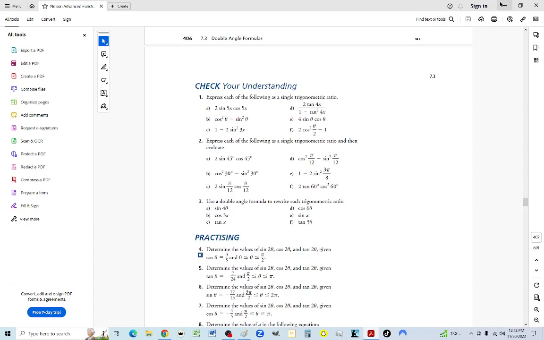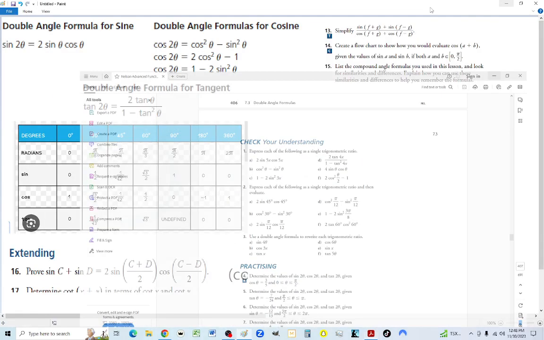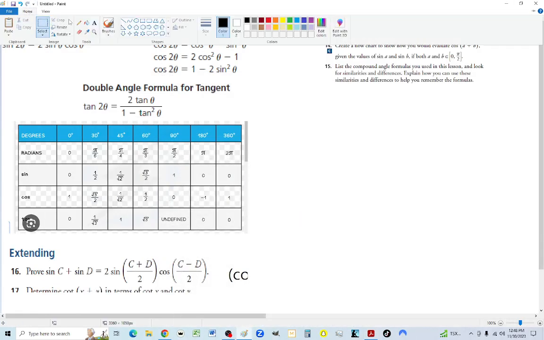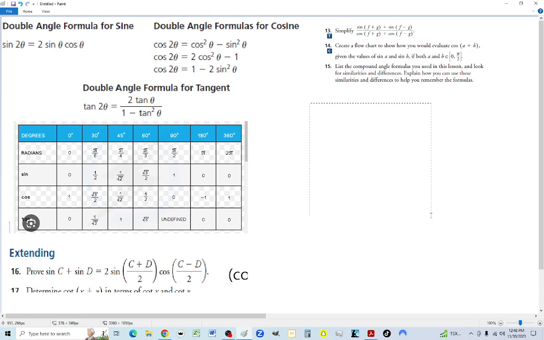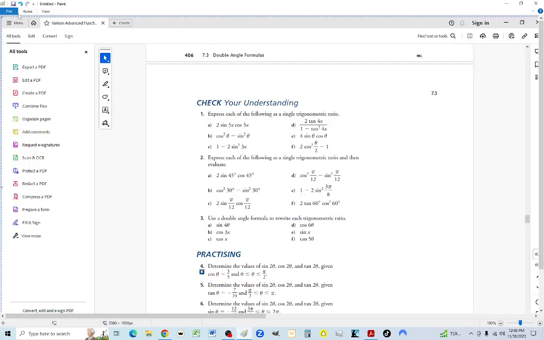Express each as a single trigonometric ratio. Oh my God, it's just endless. There's no way I can do 7 in this timeline. There's just no way. So I'm not going to bother trying. It's just nonsense. Okay, we'll do those 2.